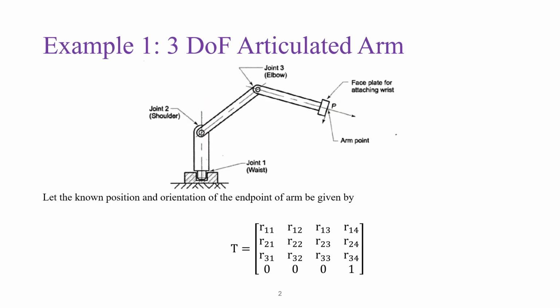Now we will derive the inverse kinematics of the RRR manipulator. This is a three-way articulated arm manipulator with three revolute joints. The inverse kinematic problem is that the position and orientation of the end effector is known to you. That is the transformation matrix T, it is known to you. And you need to determine the joint angles, that is theta 1, theta 2 and theta 3. All the three joint angles you need to determine.